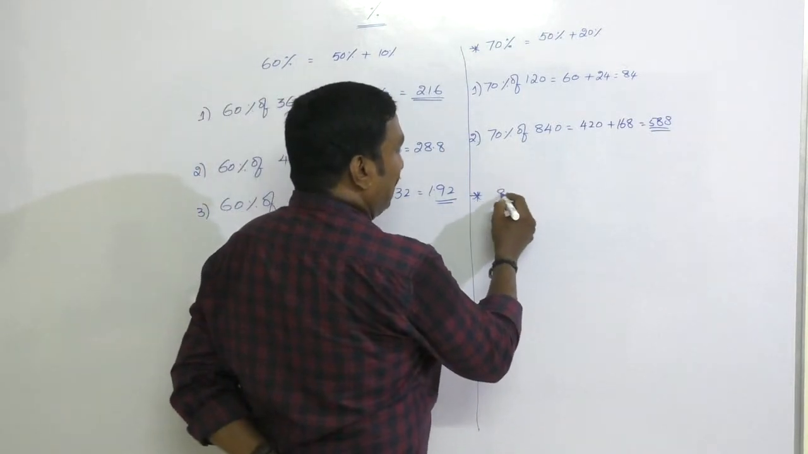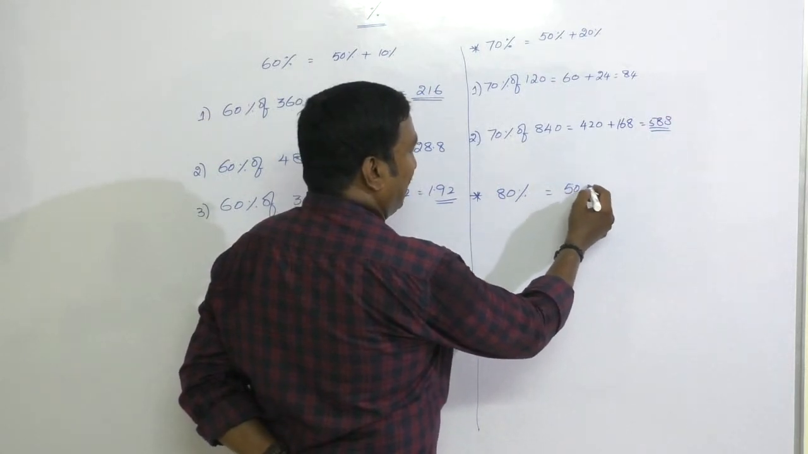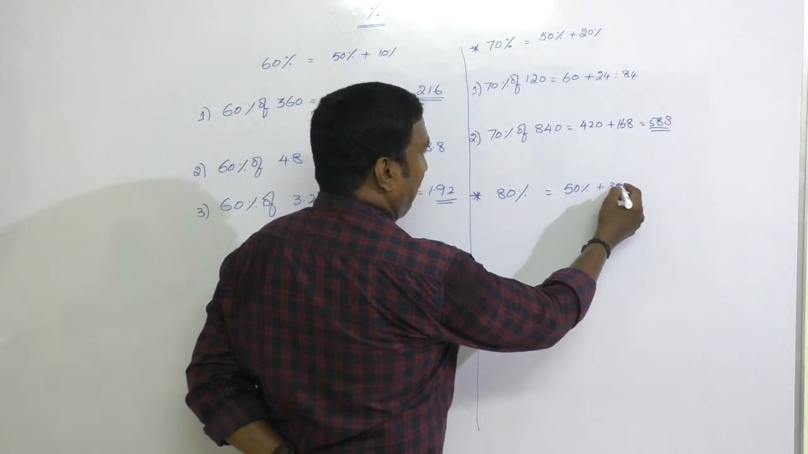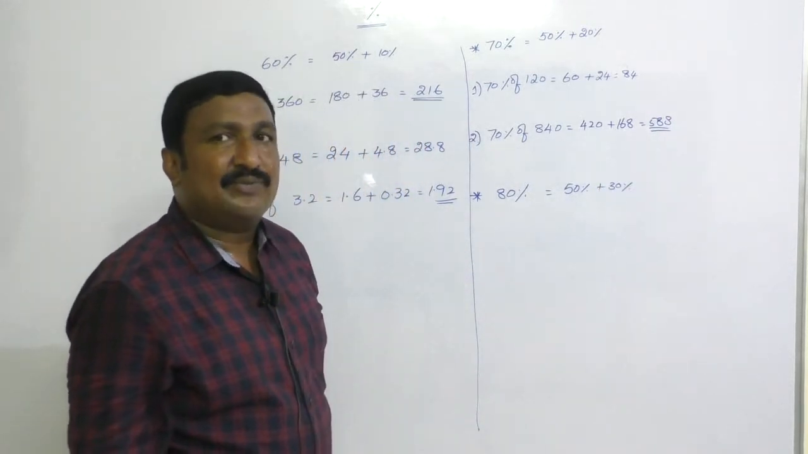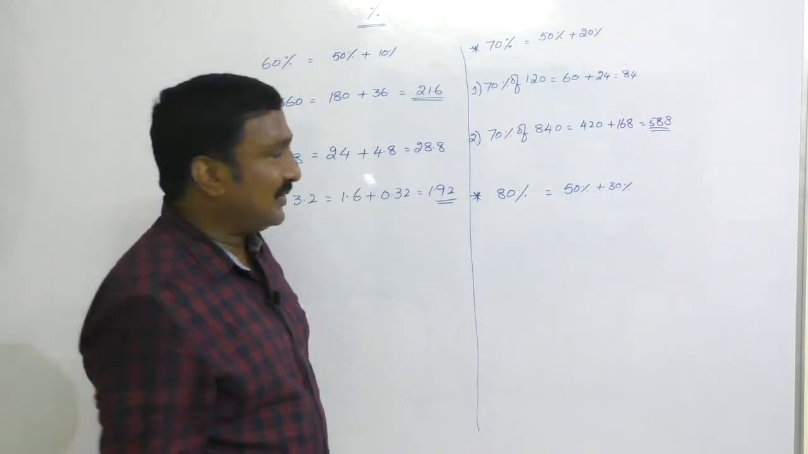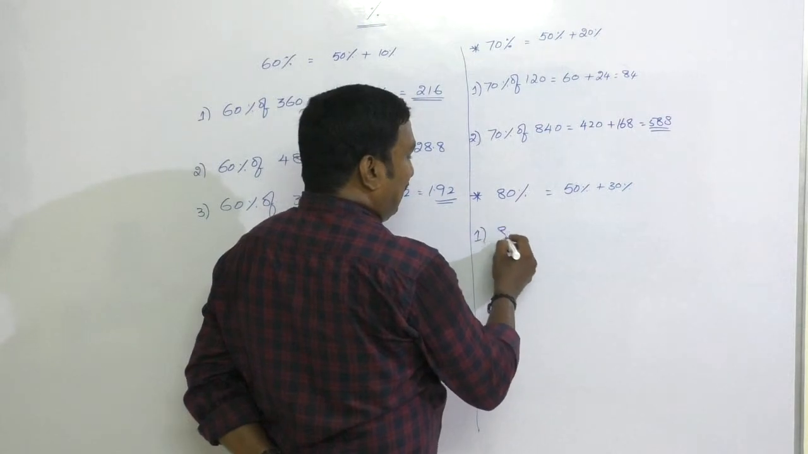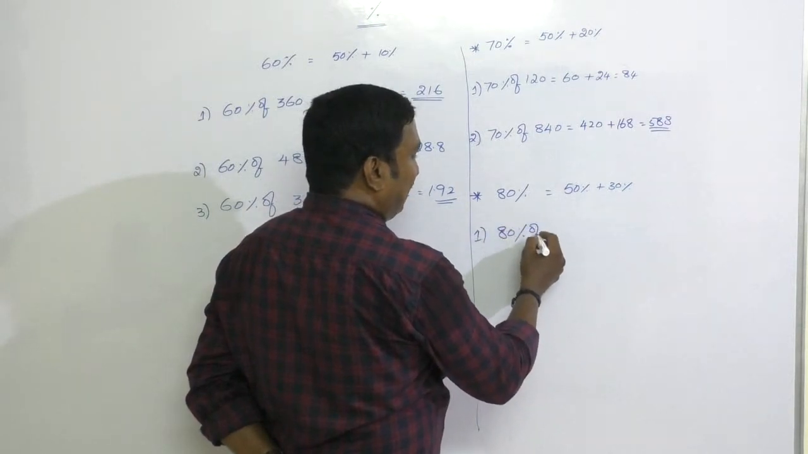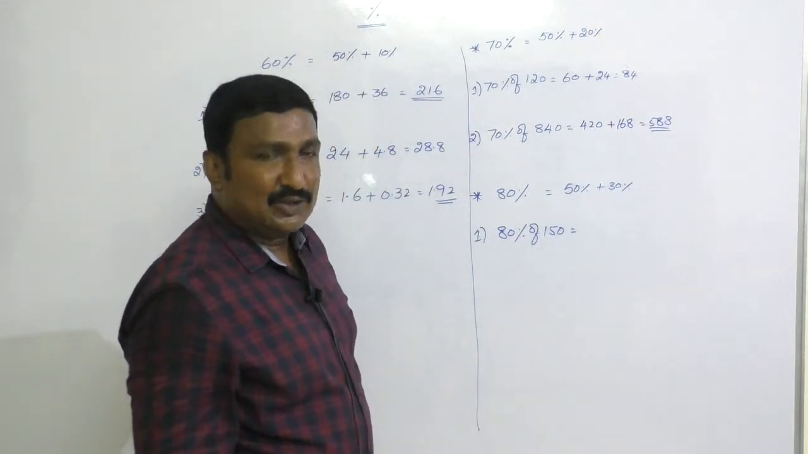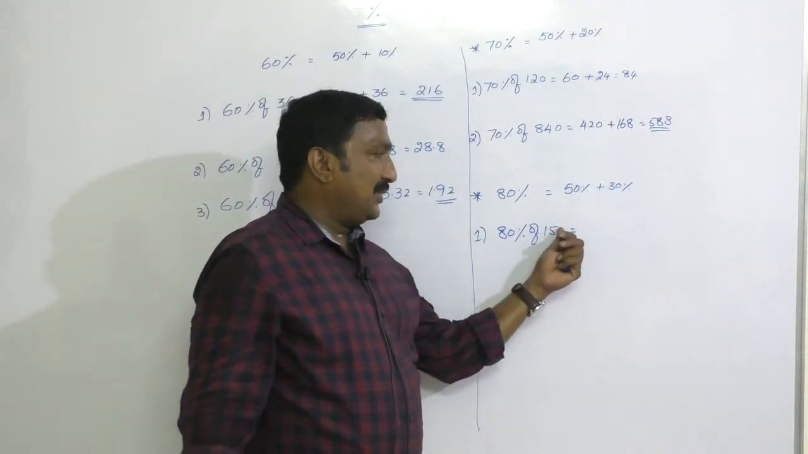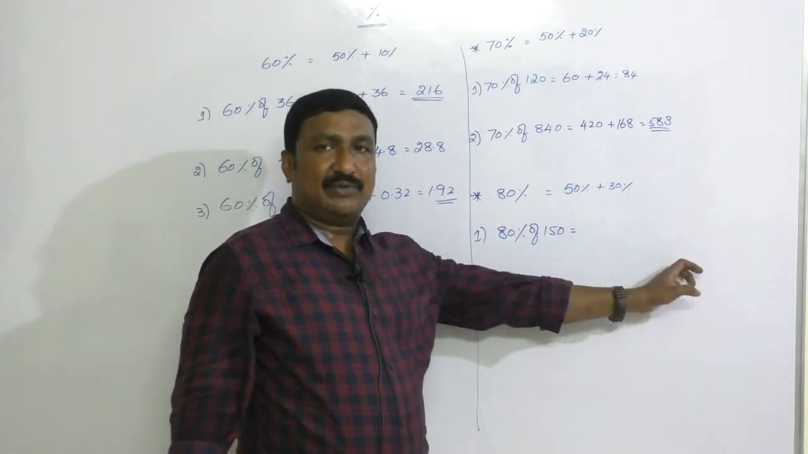Similarly, if I want to calculate 80%, 80% you can write 50% plus 30%, right? Or 8 times of 10% you can say. For example, I want to calculate 80% of 150. So what is the 80% of 150 means? One is 10% is equal to 15. 8 times of 15 is equal to 120. That is one method.